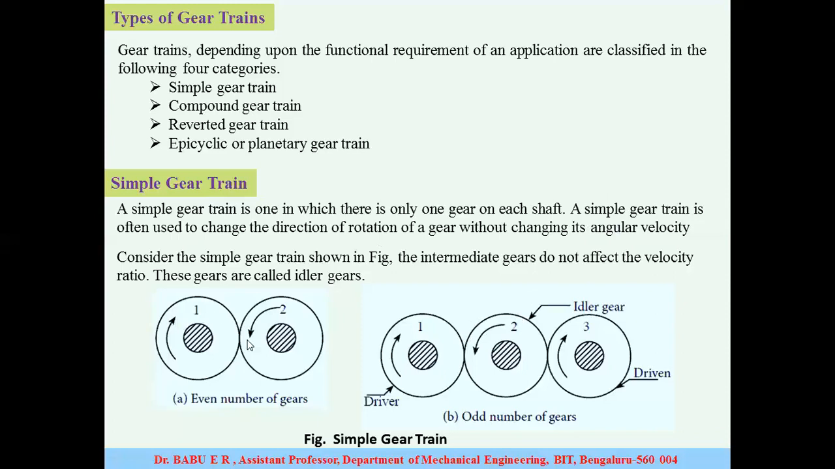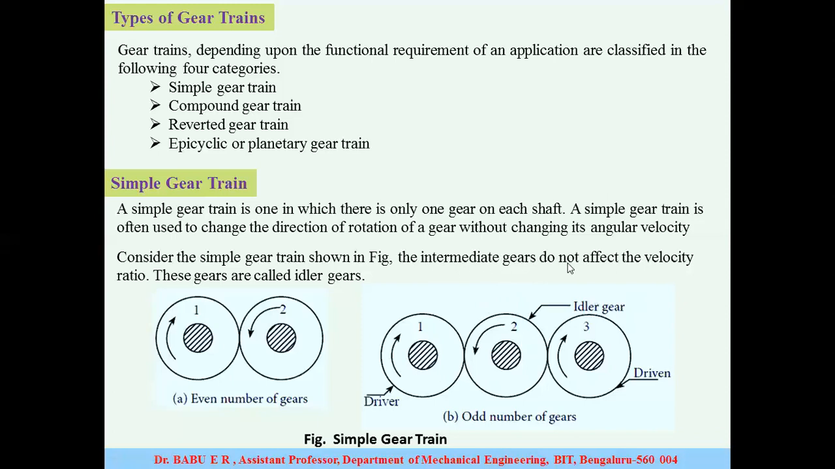So for example, consider a simple gear train as shown in the figure. We have two combinations. So this is one combination, where we have two gears meshed directly. So here we have three gears. This is the driving gear and this is the driven gear. In between these two, we have one more gear. That gear we call the idler gear, or an intermediate gear.